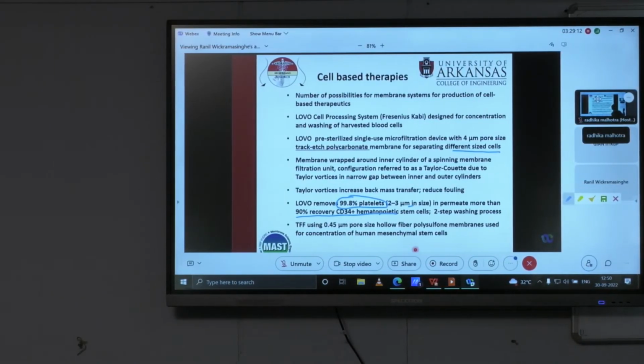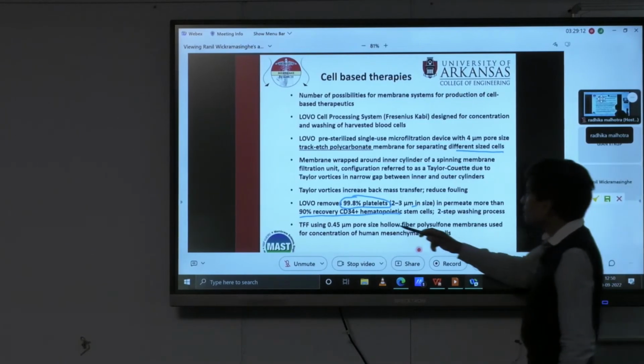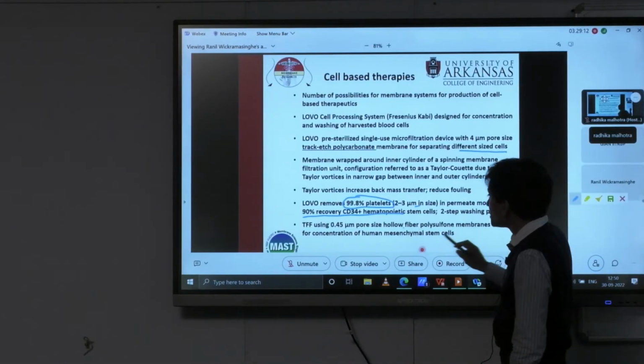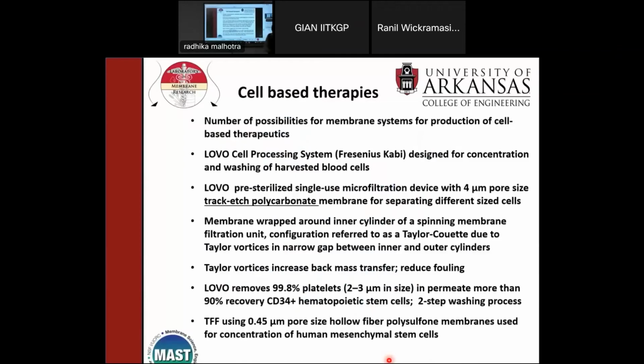And so I say here, tangential flow filtration using 24 micron pore size followed by the polysulfone membranes used for concentration of mesenchymal stem cells.